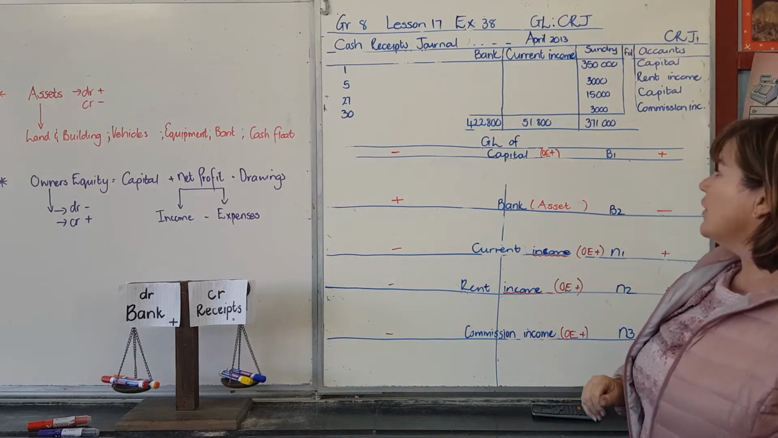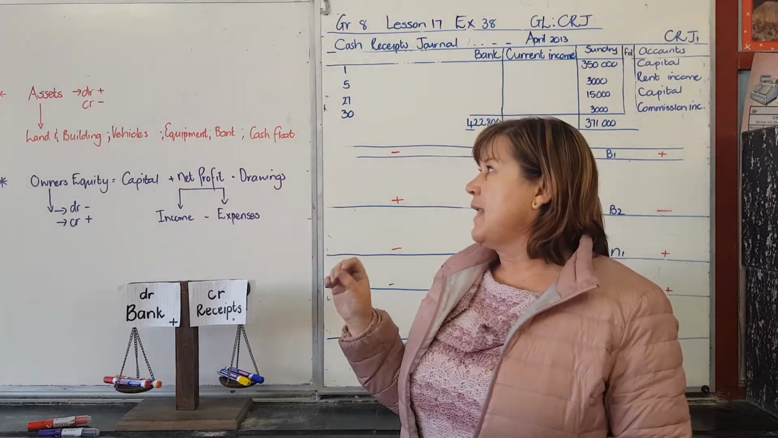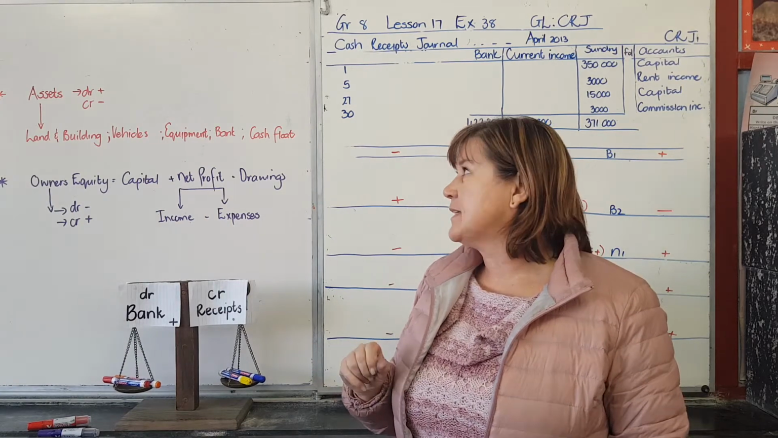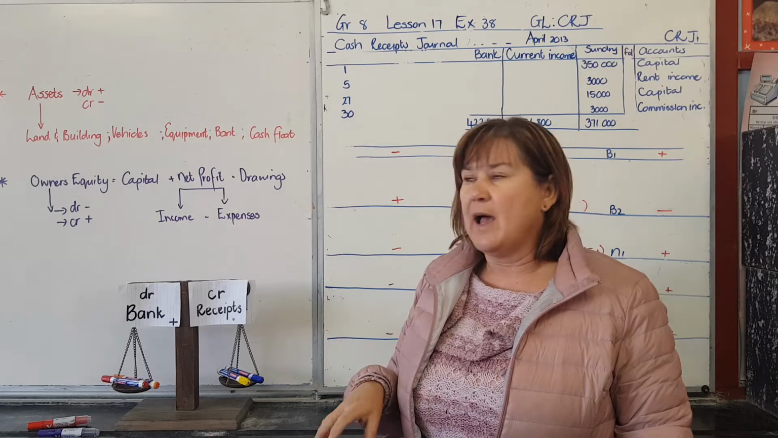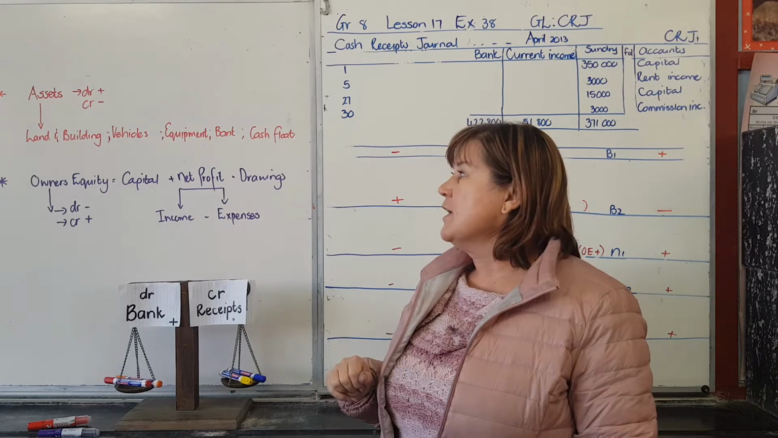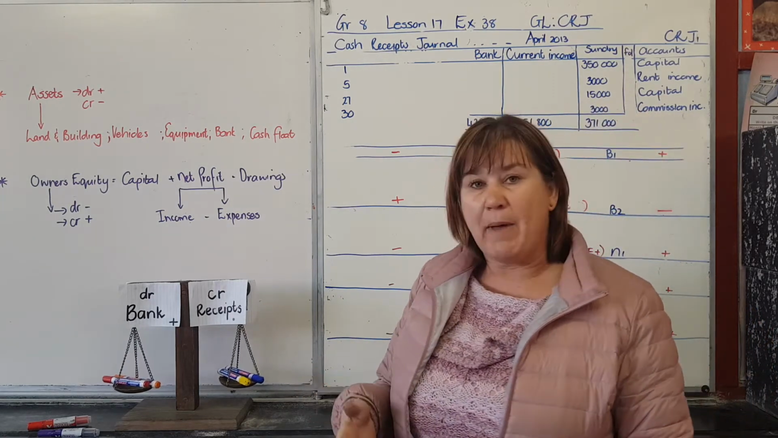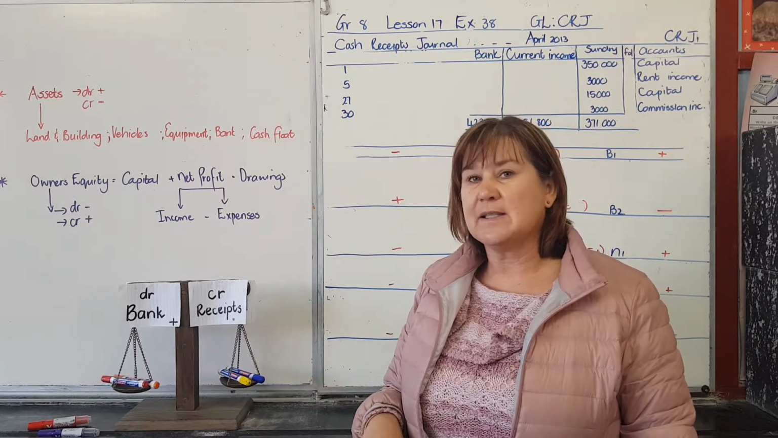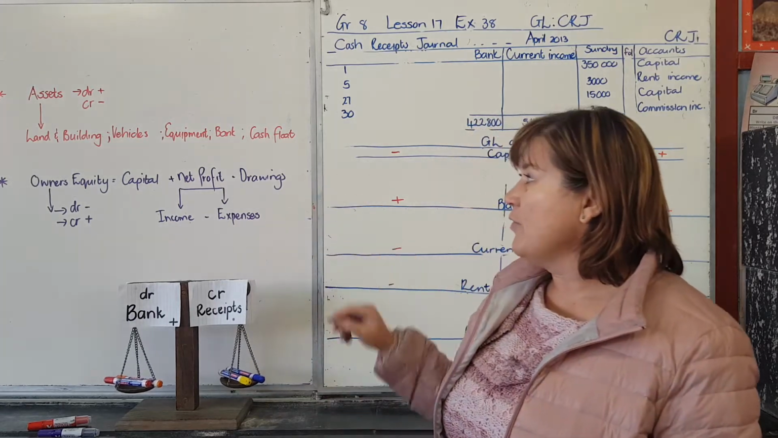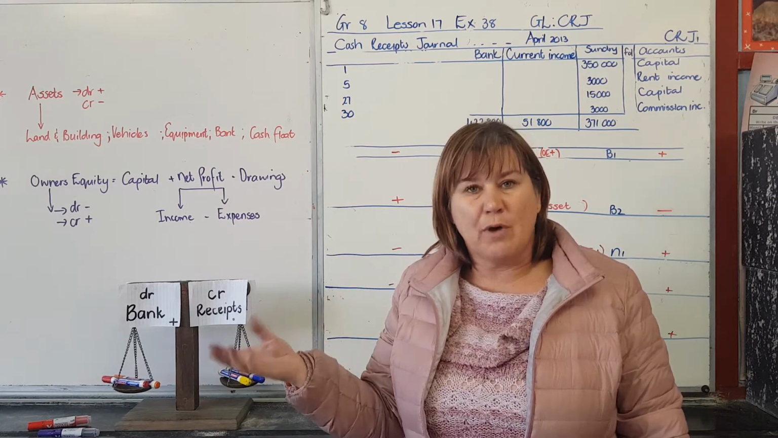All right. So, boys and girls, remember you need to know what's an asset. An asset's got a debit and a credit side. The debit side's always plus and the credit side is always a minus. An asset is what belongs to the business. So that's going to be something like land and building, vehicles, equipment, bank, cash float, debtors, trading stock, and petty cash. But the 5 on the board are the ones that we're going to use the most in grade 8.